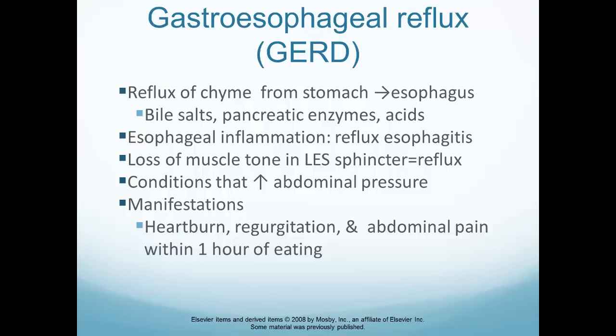Remember, acid is not supposed to be up in the esophagus because we have our sphincter there, right? So we're not supposed to have any acid getting up into the esophagus, and it is, and now it's causing a little bit of burning in there, and that's what's causing the person to feel the pain. So we call that heartburn. There may be some regurgitation where the person feels like they are actually regurgitating some of the stomach contents, or abdominal pain within an hour of eating.